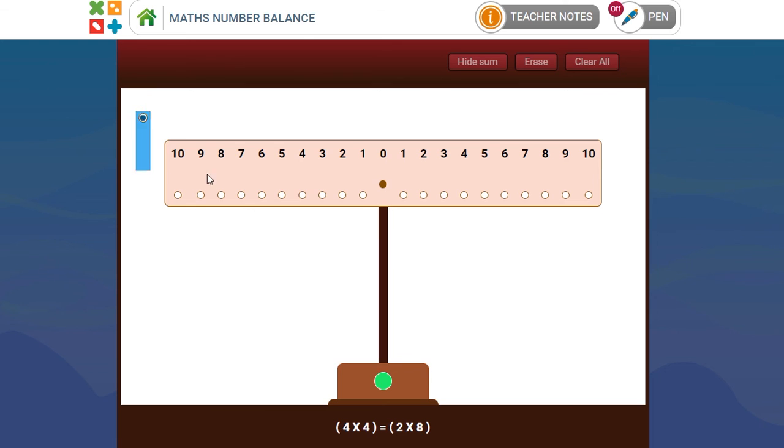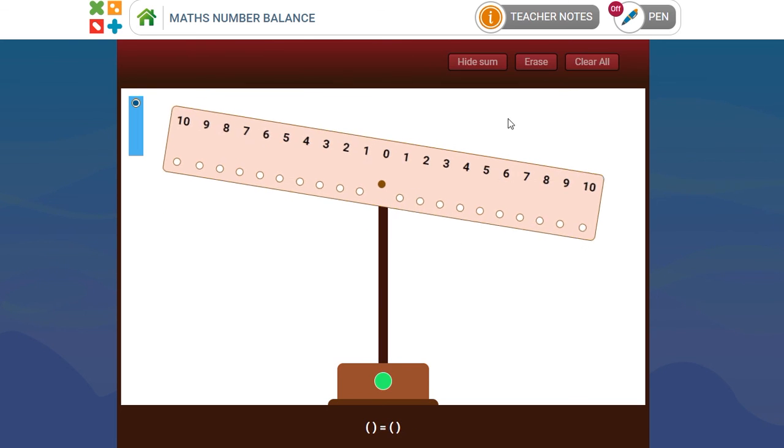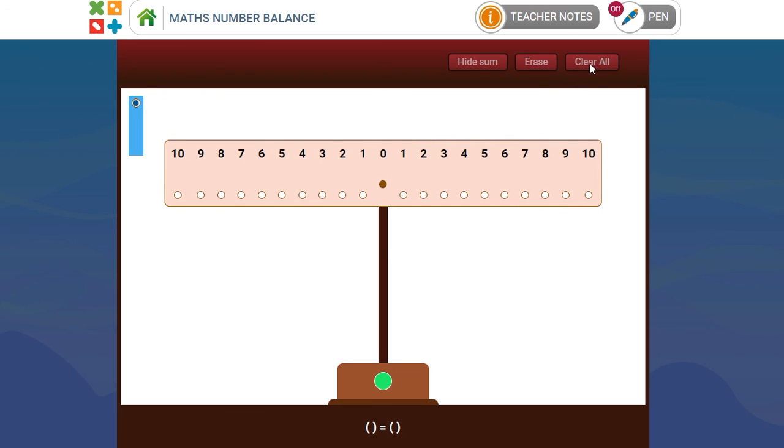And again, when you put a weight onto the number balance, you can click erase to erase a single weight, or you can click clear all. Again, use the pen if you want to make some other recordings or to highlight some combinations of numbers. And again, the teacher notes area provides further ideas on how to apply and use the number balance in your maths class, be that in infants or be that in the very senior classes.